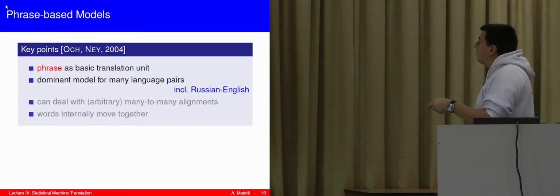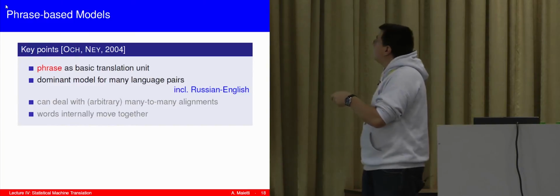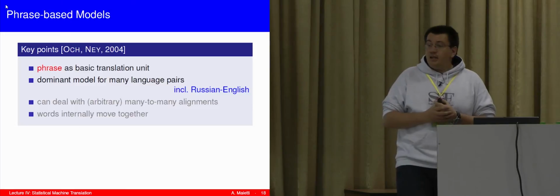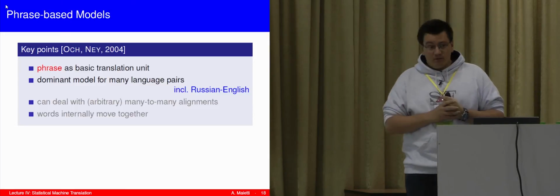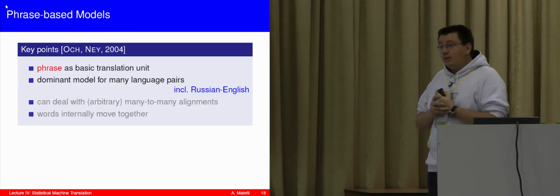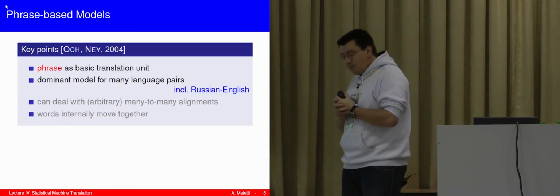It's the dominant model for many language pairs, including Russian and English. So if you want to know what Yandex uses to do translation, it's a phrase-based model. But don't tell them I told you. Google does the same. Also for Russian English, it uses a phrase-based model.